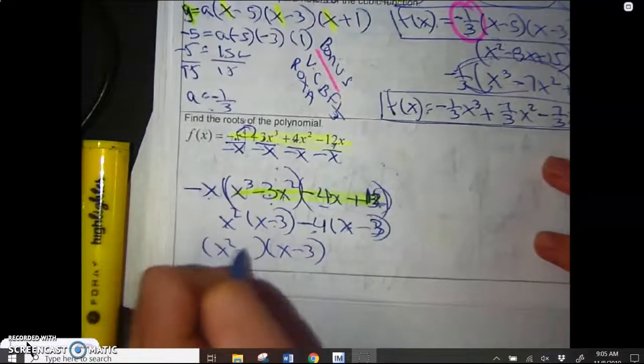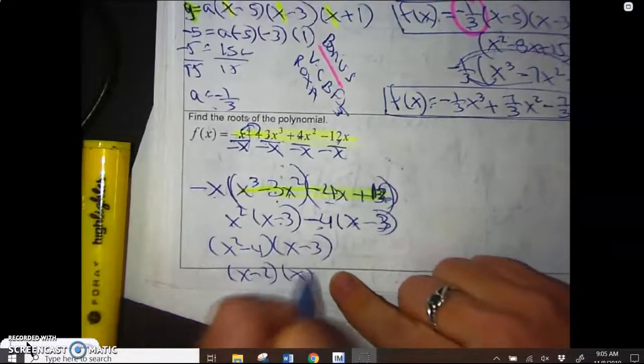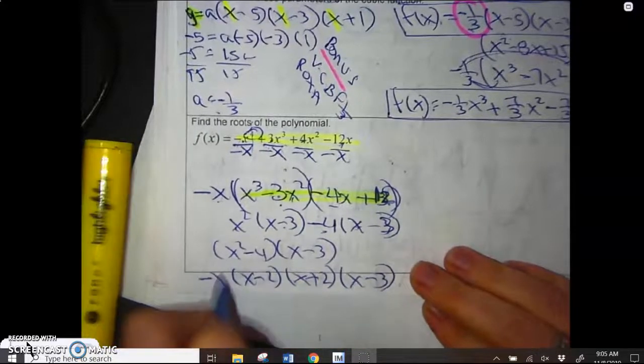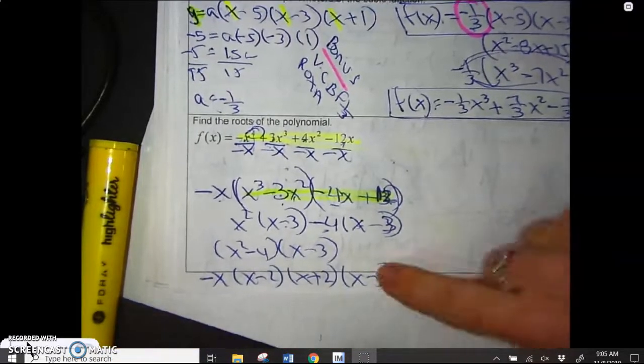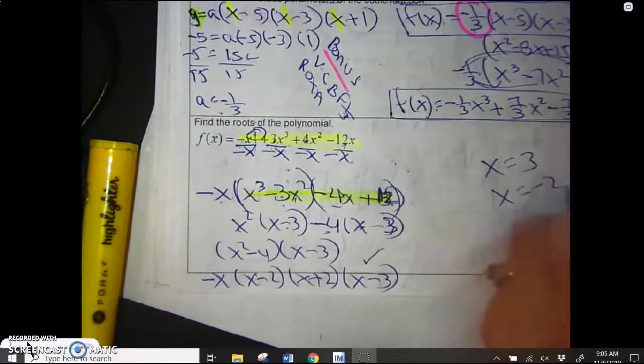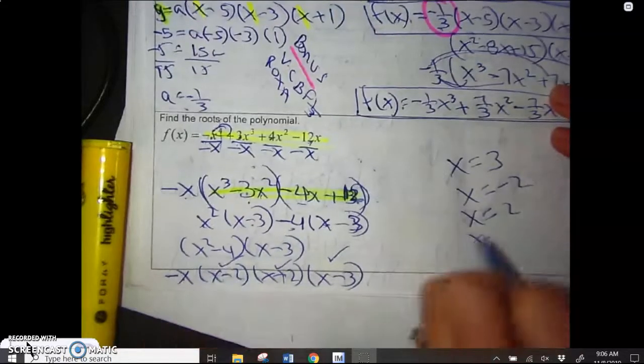X squared minus 4. I can keep going. X minus 2, x plus 2, x minus 3, and then the negative x. So, my roots are 3, negative 2, 2, and 0.